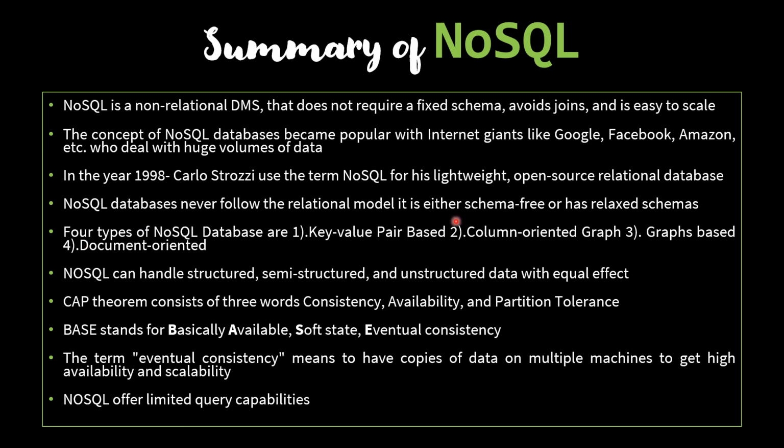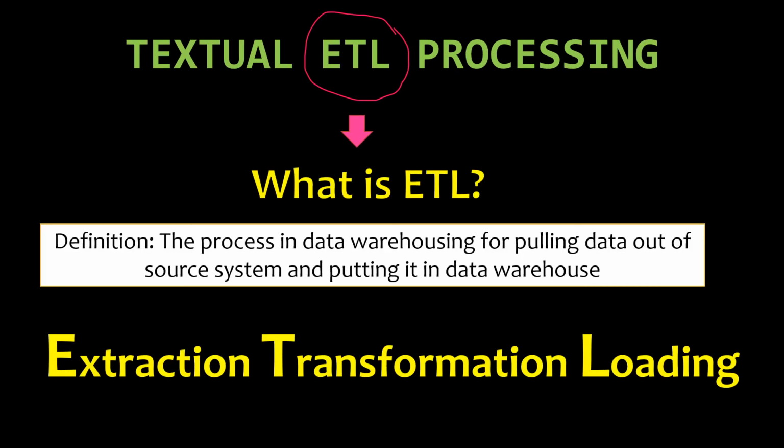Okay, there are 4 types, as I already explained. It can handle all types of data, but it has to refer to the CAP theorem and BASE: basically available, soft state, eventually consistent. The term eventually consistent means having copies of data on multiple machines to get high availability and scalability, and it offers limited query capabilities. Okay, that should be the disadvantages.